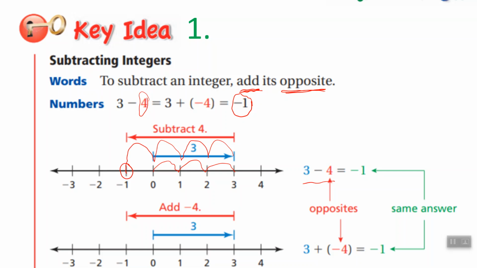And on the bottom here, we start at 3 again, and then we add a -4. So when we added that -4, we went back to the left, 1, 2, 3, 4, and we end up at -1. So you can see these two problems right here. They are different problems, but they have the same answer. Because 3 minus 4 gives us -1, or 3 plus the -4 is also equal to -1. So when we're subtracting integers, we can also add the opposite.